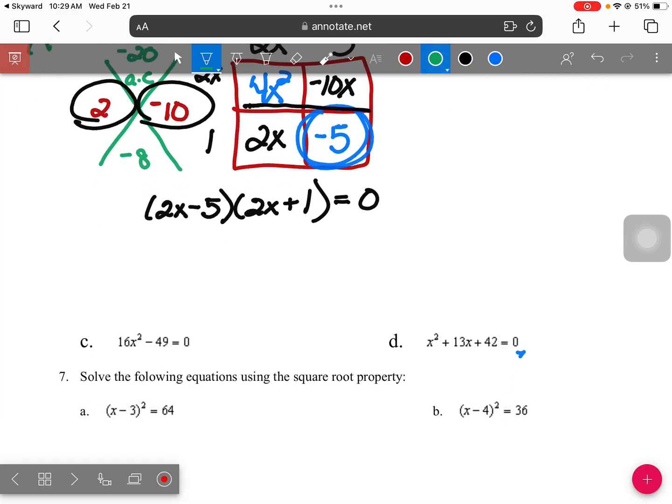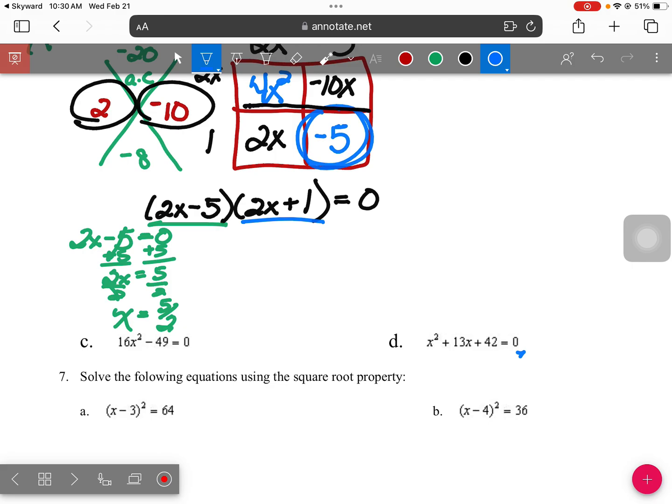Holy moly, you're saying this is a long one. Well, kind of. So then we set each of these equal to 0, because if something times something equals 0, one of them is going to be equal to 0. So 2x minus 5 equals 0. Add 5, cancels out. 2x equals 5, divide by 2. X is equal to 5 halves.